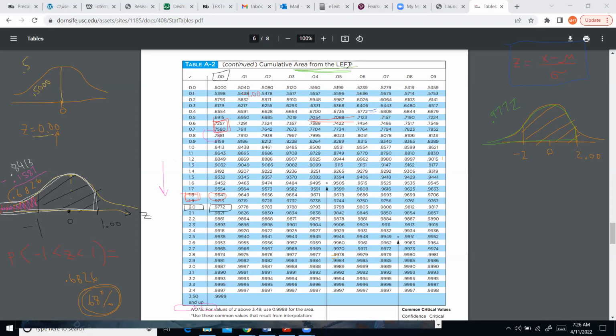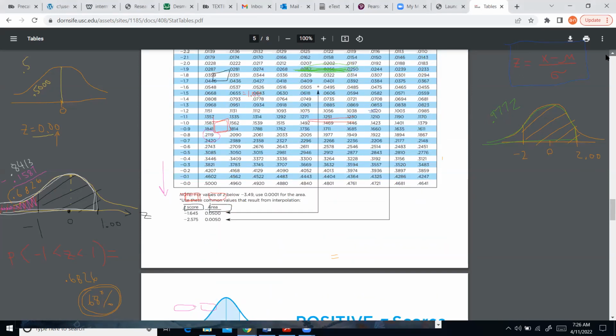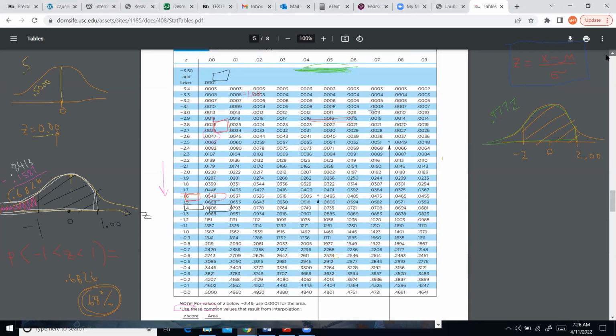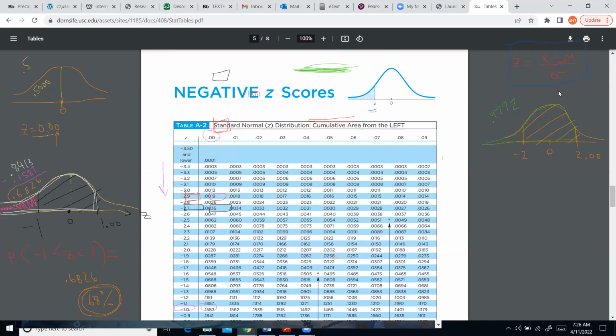You see that's always giving you area from the left. So it never gives you area on the other side. These tables, so we just realized we found the part corresponding to +2. Well, analogously, I need to go to the upper picture and locate what corresponds to -2, right? On my negative z-score tables, because what I need is the area in between, just like in the previous example.